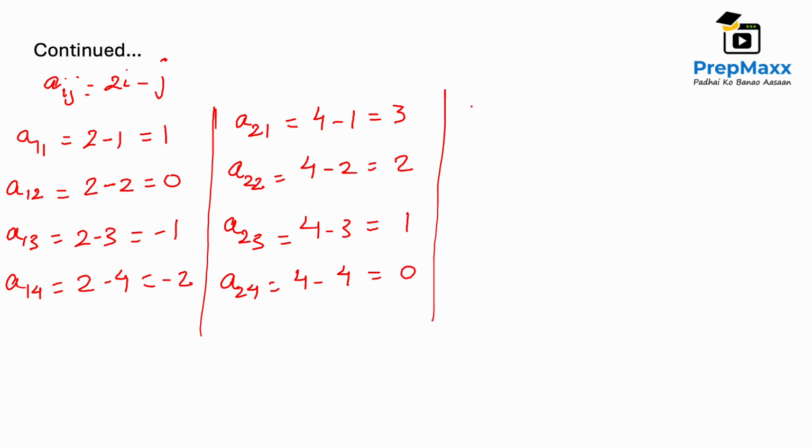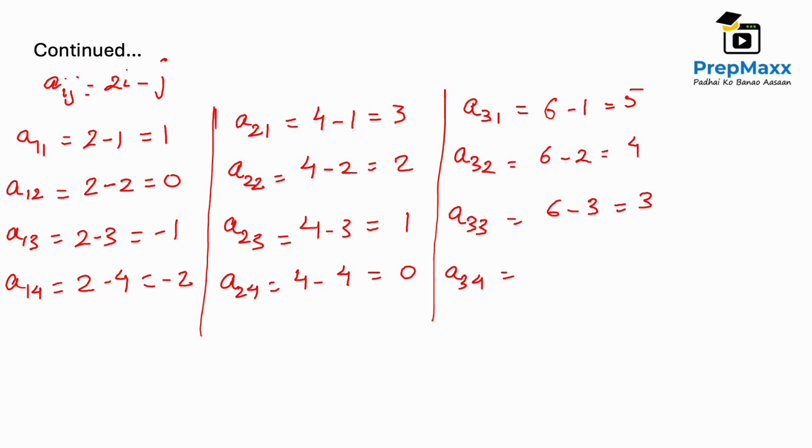And then finally we have the third row. So i is 3 and j is 1 here. So it's going to be 6 minus 1, which is 5. Then A32 is 6 minus 2, which is 4. Then A33, it is going to be 6 minus 3, which is 3. And A34, it is going to be 6 minus 4, which is 2.